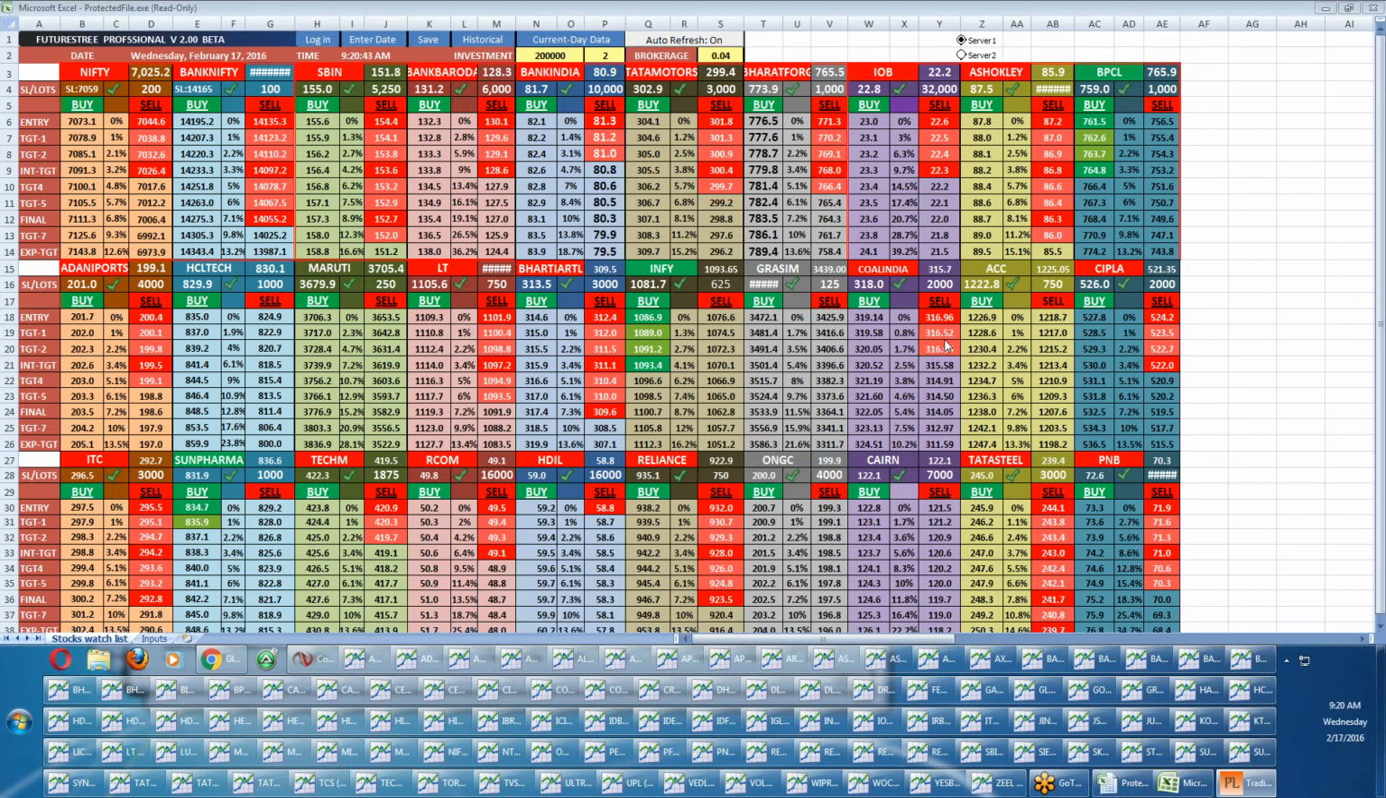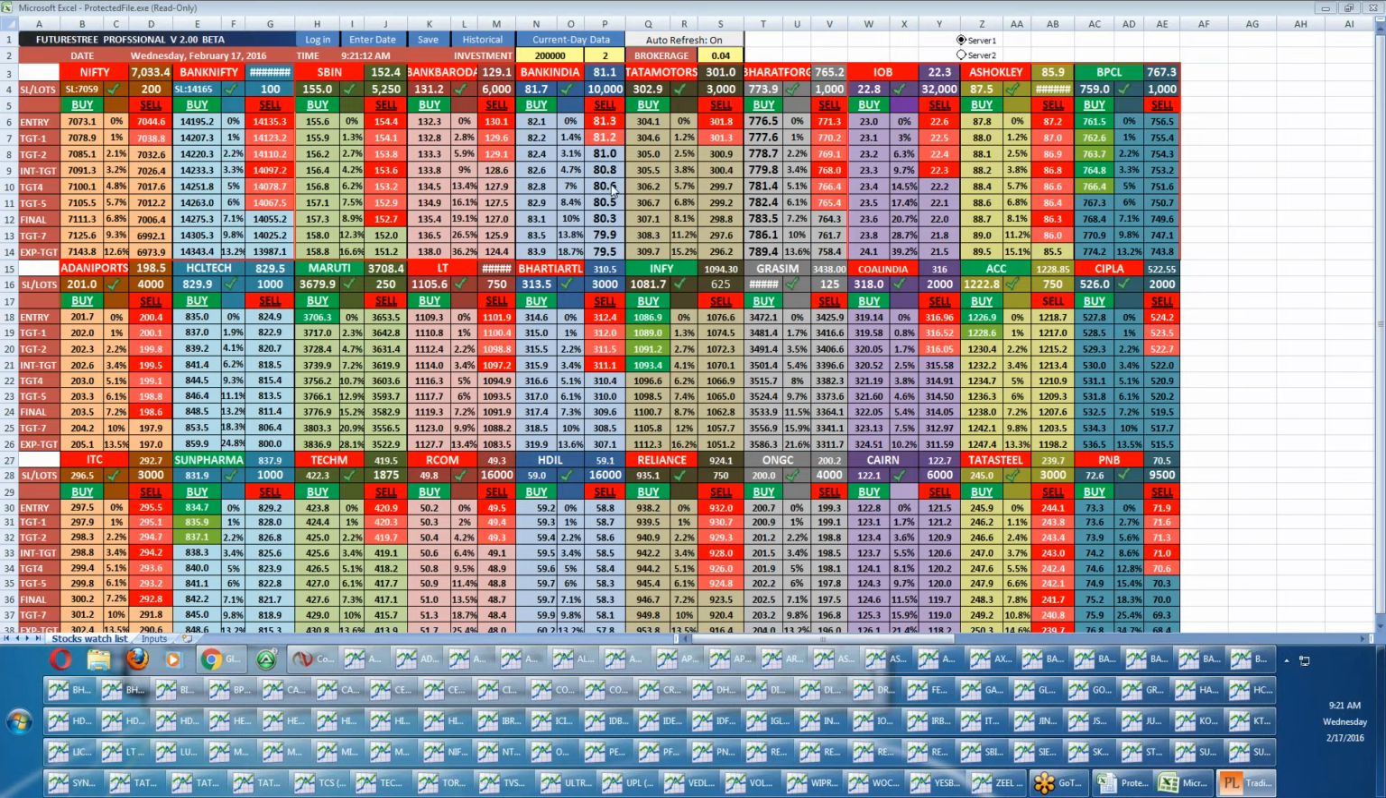So Coal India is a sell. HDIL, we have a sell, 58.80. So how you trade is, as soon as you get red here on the entry, you will short one lot of HDIL in futures at the current market price, whichever you get. We have UCO Bank, we have a sell. ICICI, we have a sell. IndusInd, we have a sell. Karnataka Bank, we have a sell.